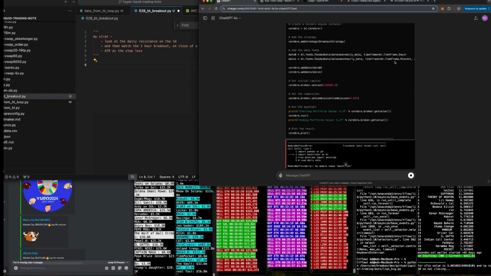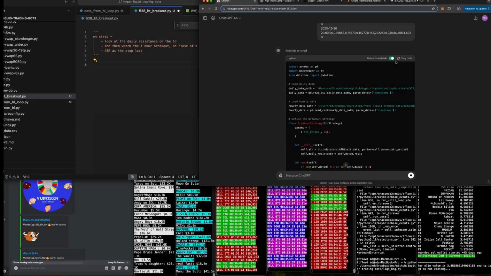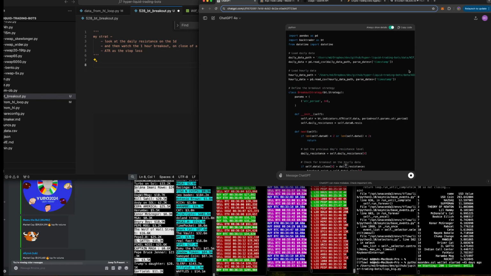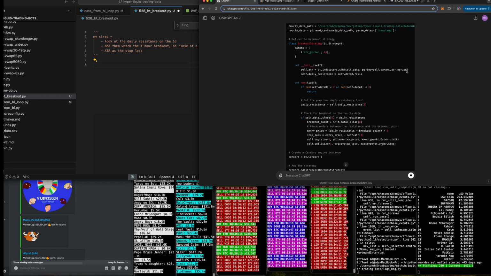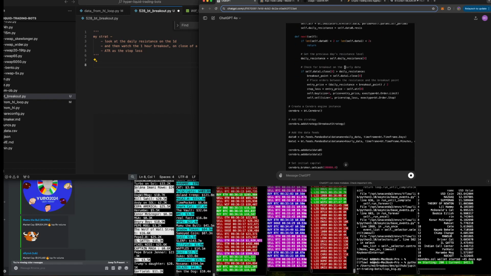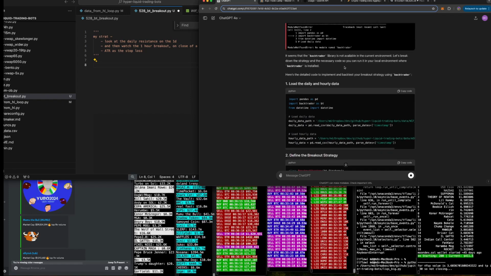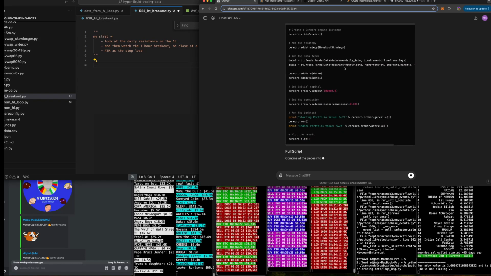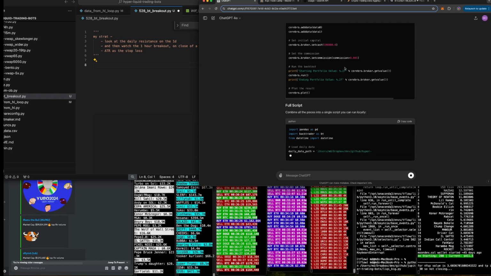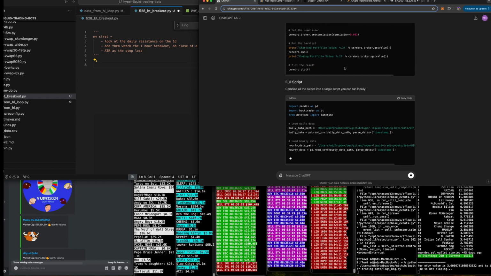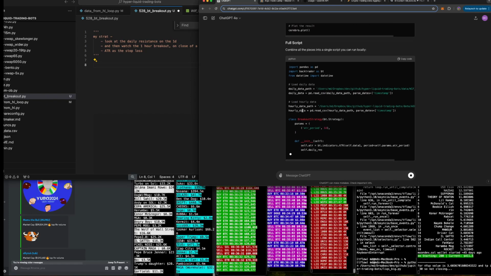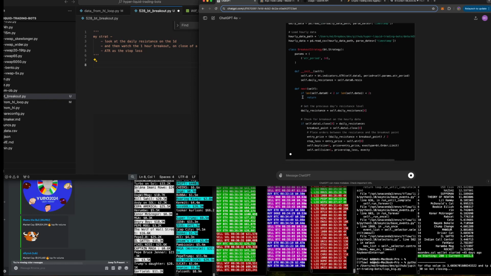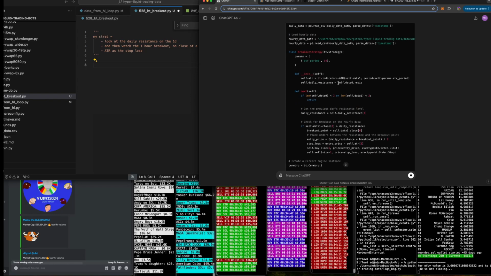Oh man, what is going on? It ran it for us? Oh, and then we have the ATR. I forgot about that. So this is the daily data. This is the hourly data. We're making params here. ATR period. Okay. Self ATR. Daily resistance is self.resistance.